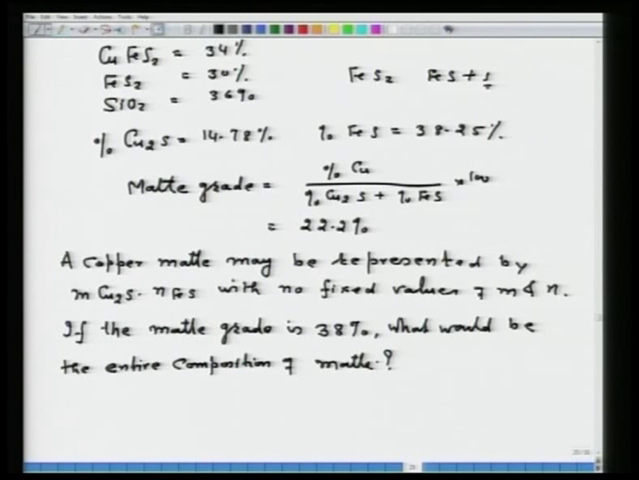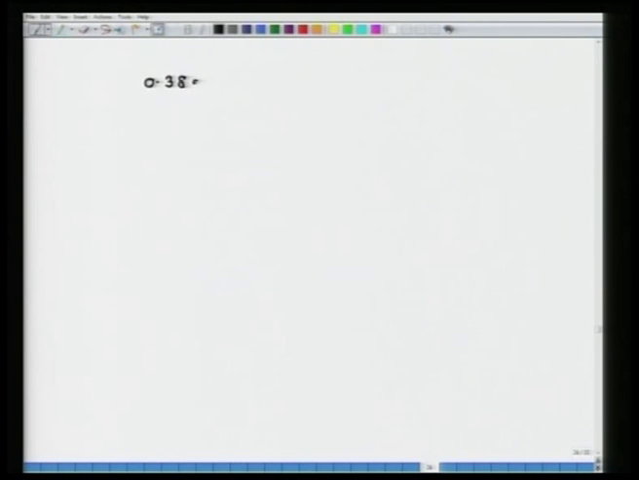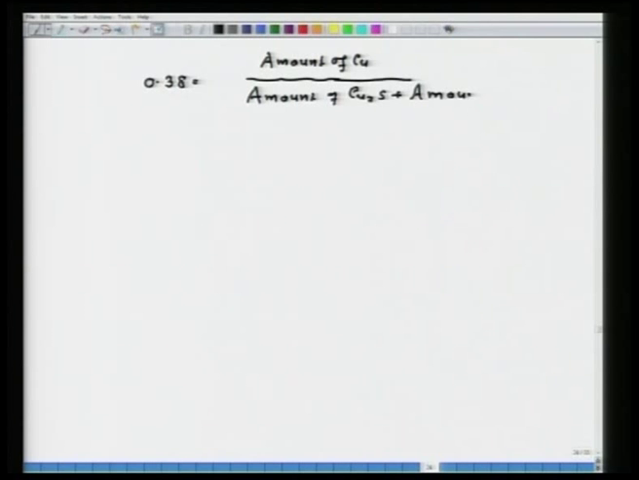Right. So, this is very simple. You have to again write down, say 0.38, that will be equal to amount of copper upon amount of Cu2S plus amount of FeS. So, all that we have to put in now. That will be equal to 128 m upon 160 m plus 88 n. Here again the molecular weights, atomic weights, everything I have given. So, all that you have to solve.